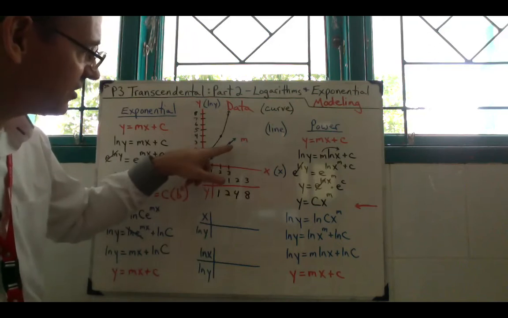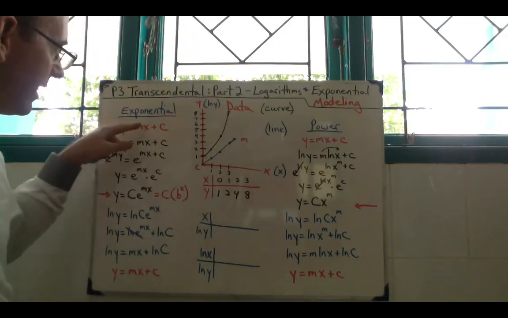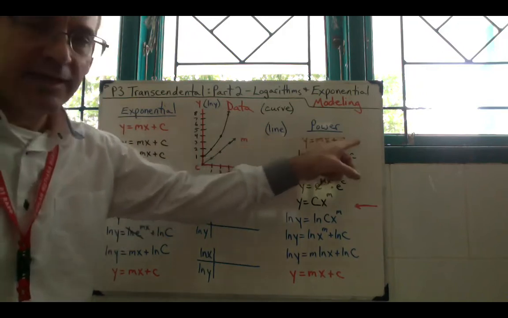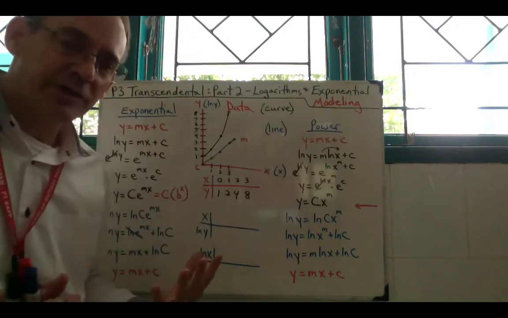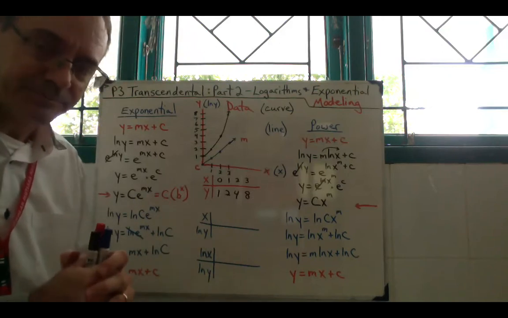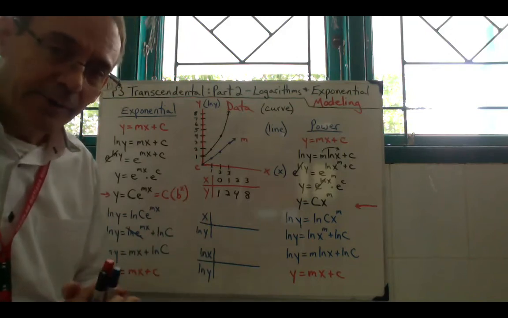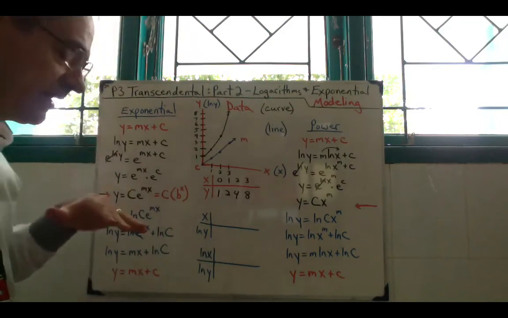Okay, so here we have, let's just walk through. What you're looking at is this straight line, and we know that a straight line follows the y equals mx plus c format. What we're going to do is we're going to use what we learned about logarithms and exponentials, and we're going to convert that into our model. And it can go either way.